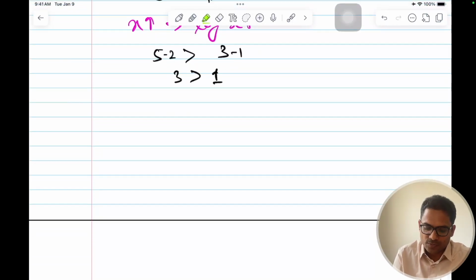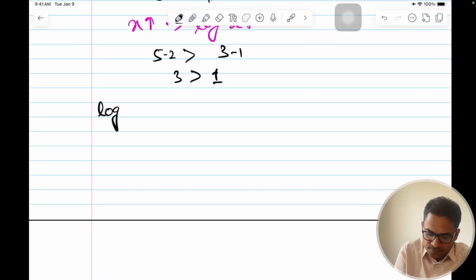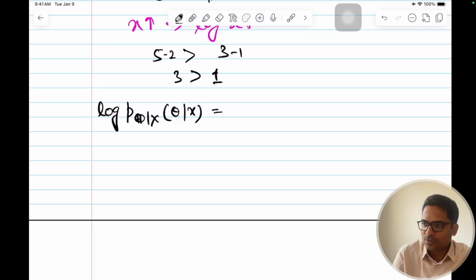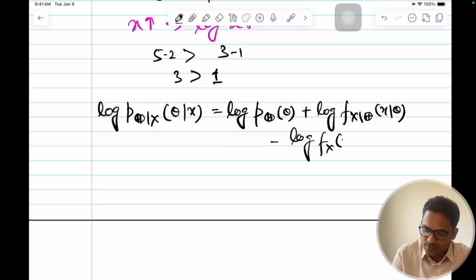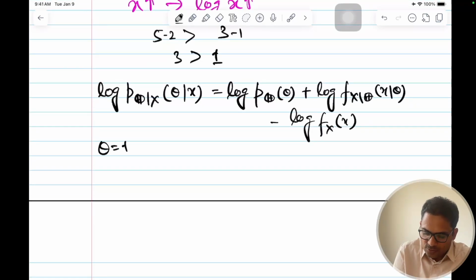Okay, so let's move on. How do we do it? We have two values, and we want to calculate at two points. Log of probability of theta given x is equal to log of p(theta) plus log of x given theta, minus log of f_X(x). We will put theta equal to 0 and evaluate it, then theta equal to 1.